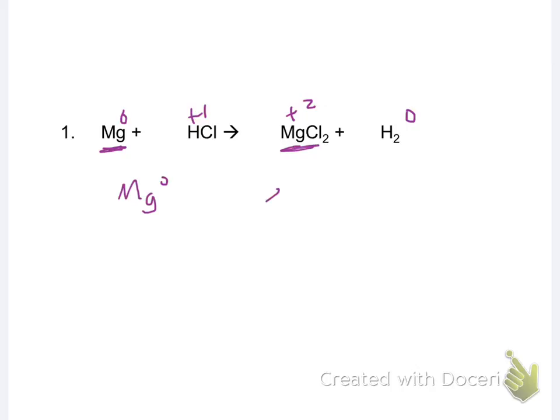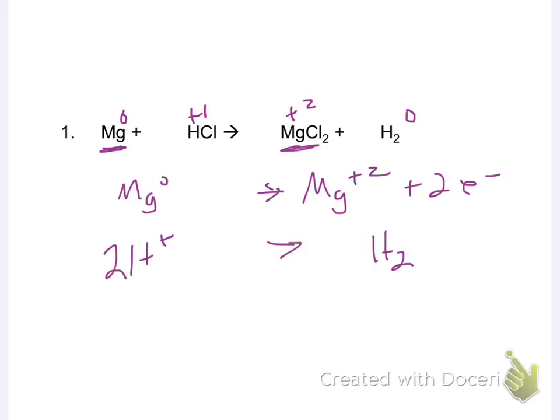Magnesium 0 becomes magnesium +2, plus I'm going to need 2 electrons here. And my hydrogen has gone from a +1 to, here I have an H2, so I have to make this 2H plus to a 0, and I'm going to need 2 electrons here. So I have 2 electrons lost, 2 electrons gained, so I'm balanced from an electron standpoint. I do have to raise this 2 here.